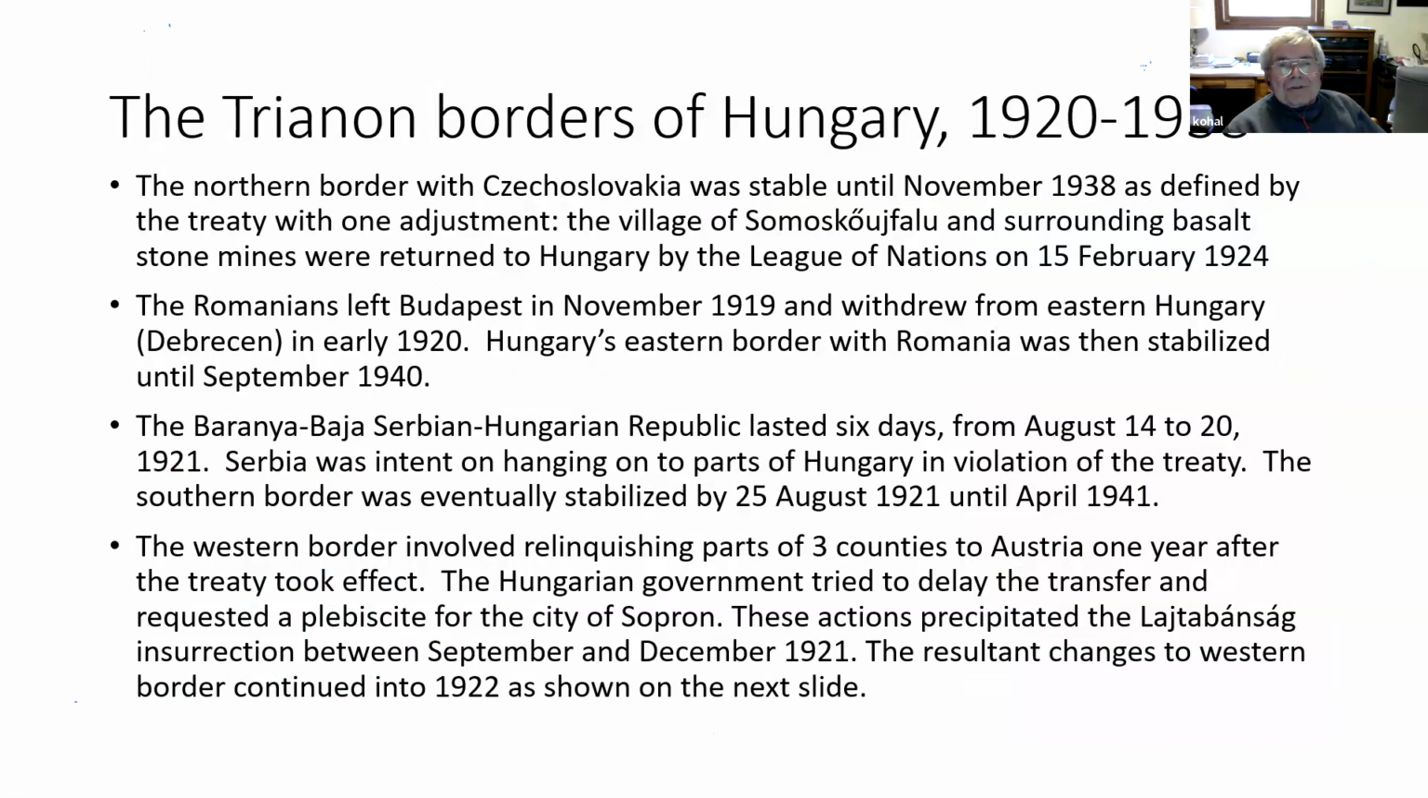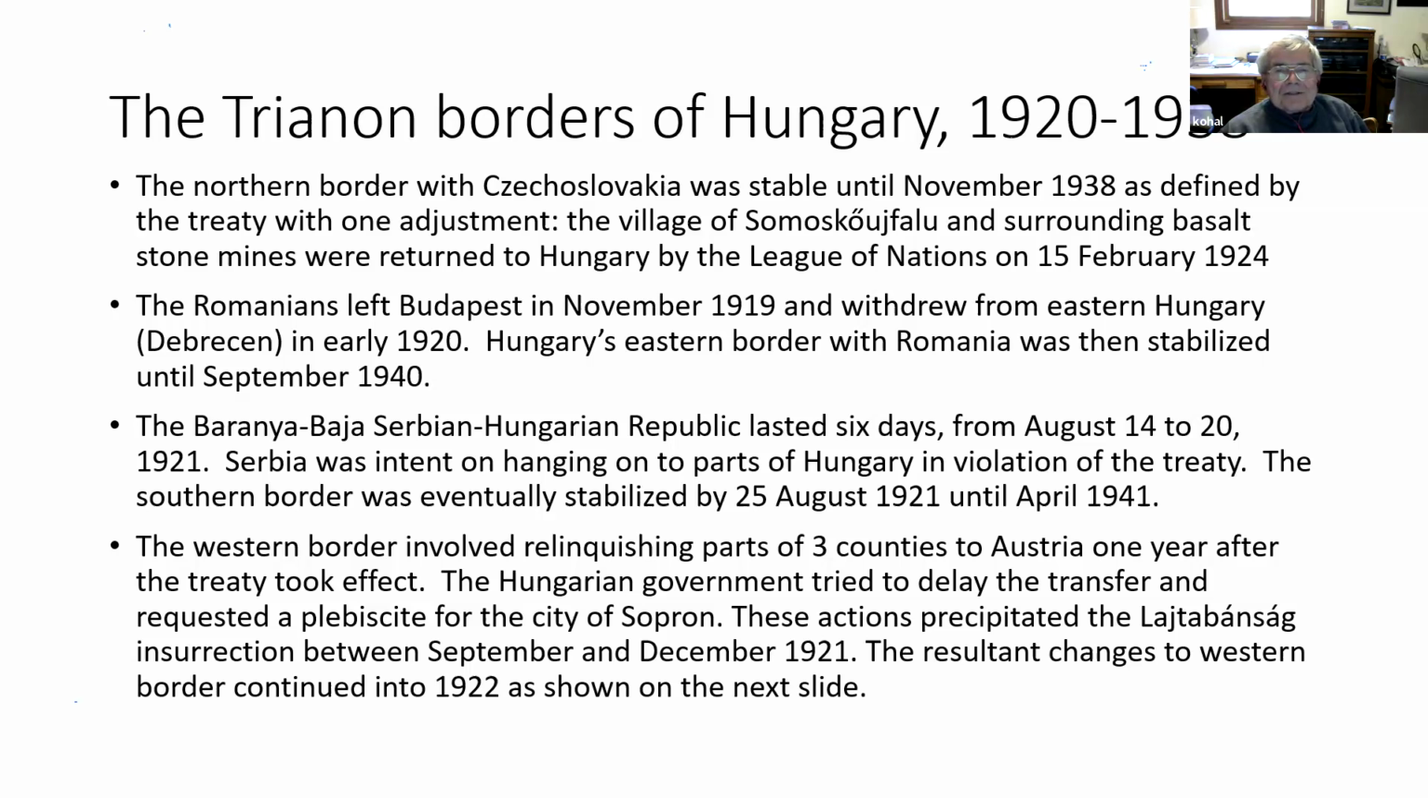Now, the Trianon borders of Hungary are pretty much in existence today with minor adjustments, not to mention the major adjustments that were done during the World War II era, but I'm just going to touch on the minor adjustments first. In 1924, the village and surrounding area of Somoskő were returned to Hungary.